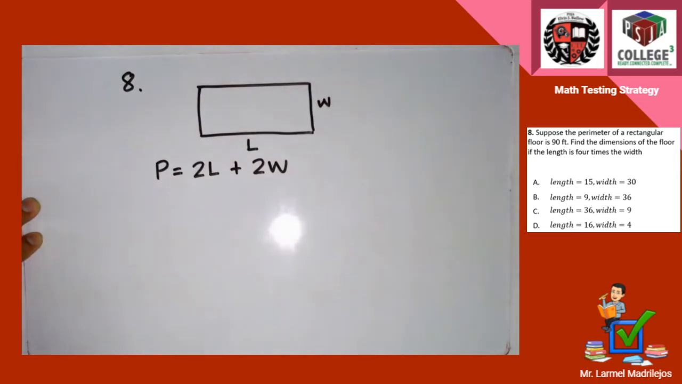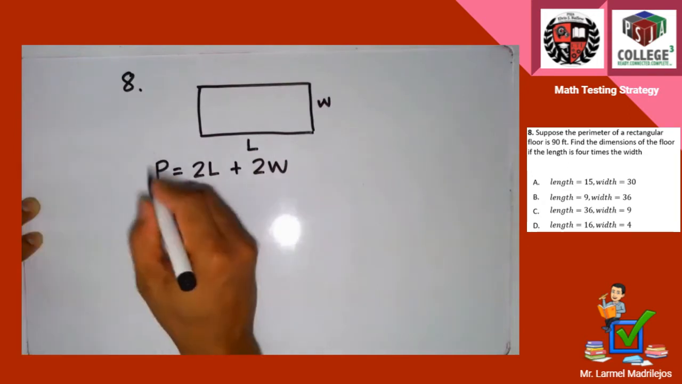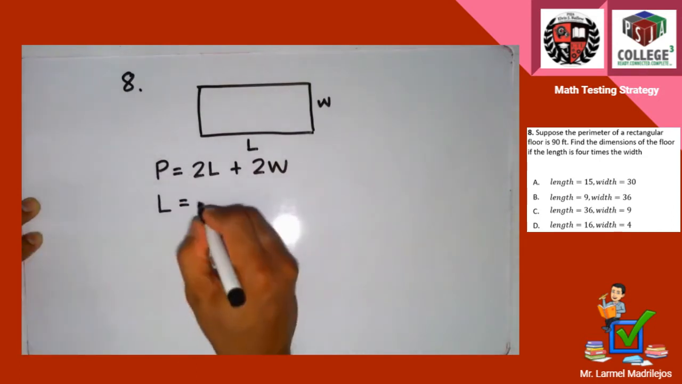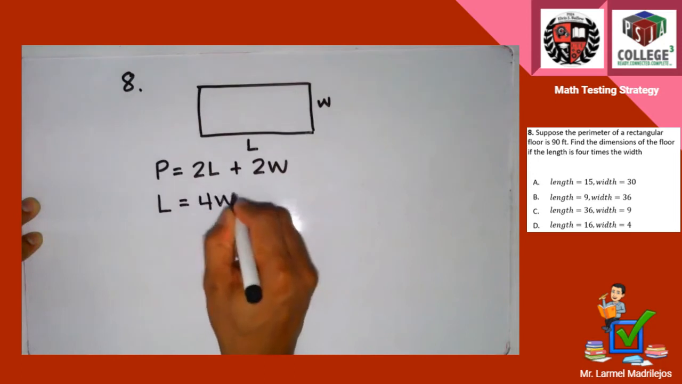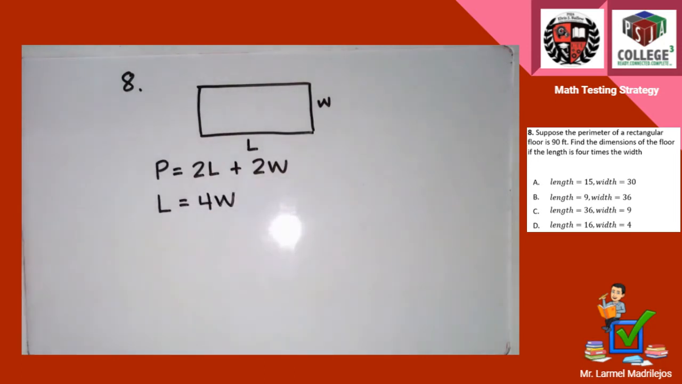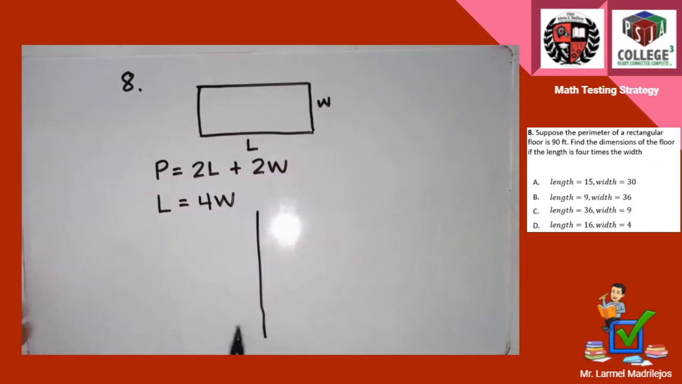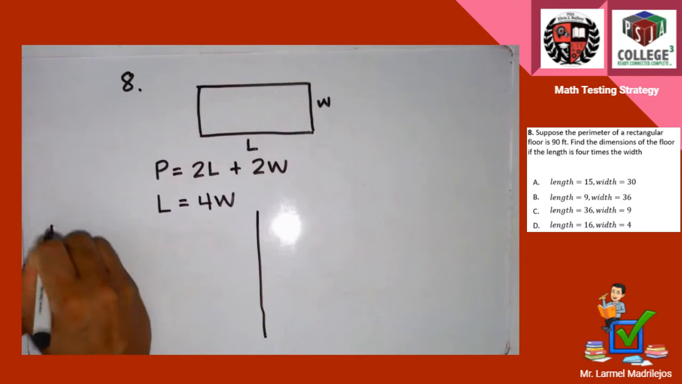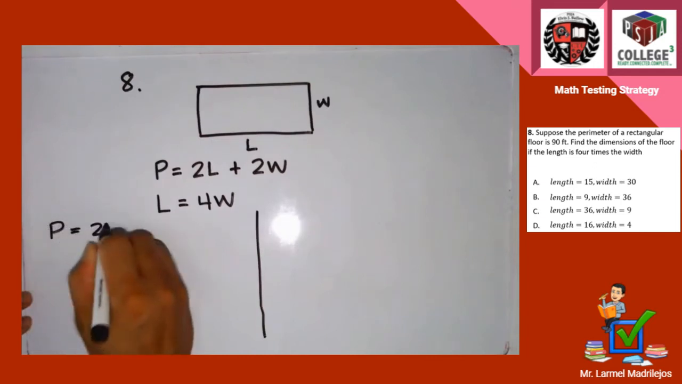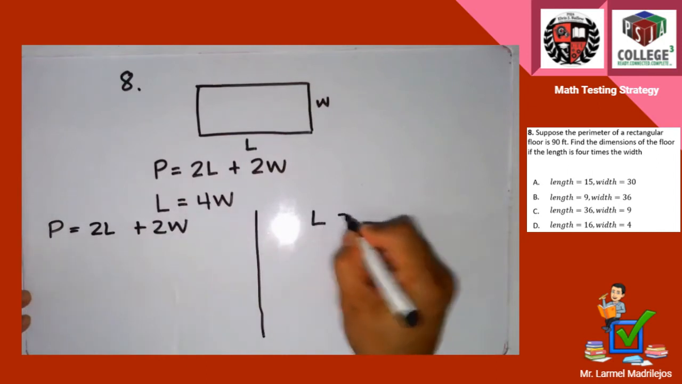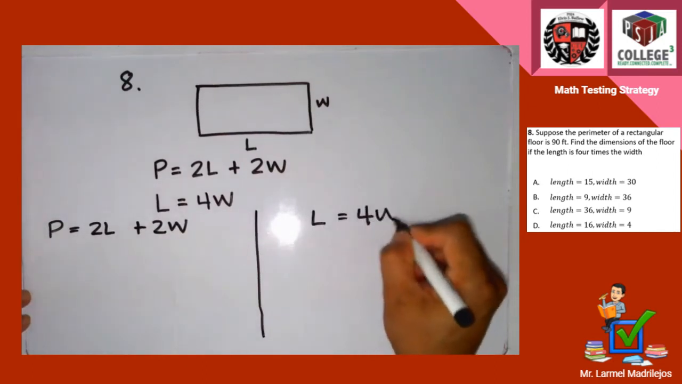And then they mention the dimension of the floor. If the length is 4 times the width, 4 times the width. Okay, we have 2 equations here that we need to satisfy. So I'm going to write here P equals 2L plus 2W. And here, length equals 4 times the width.